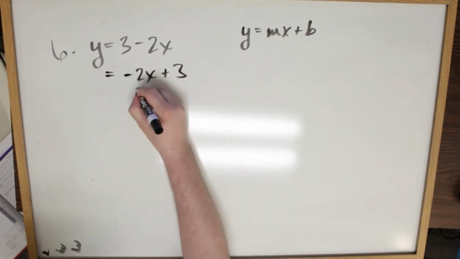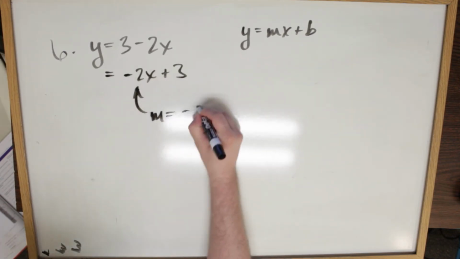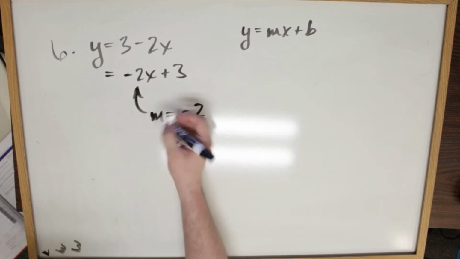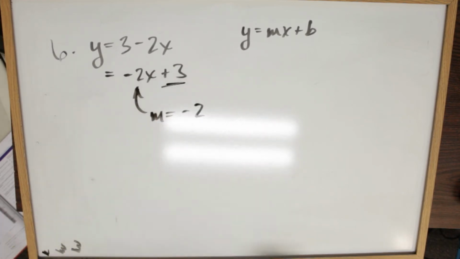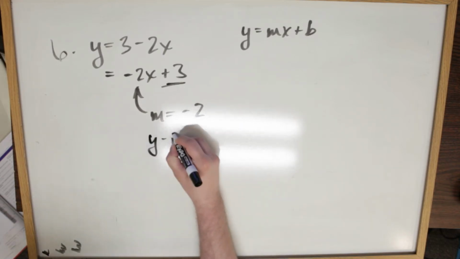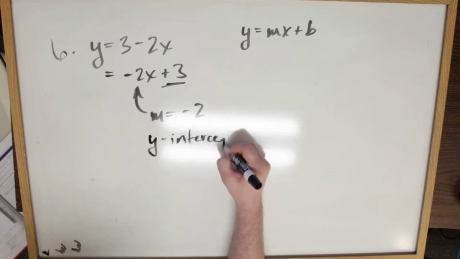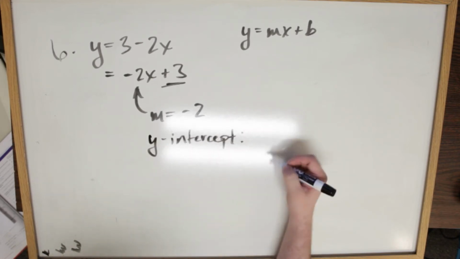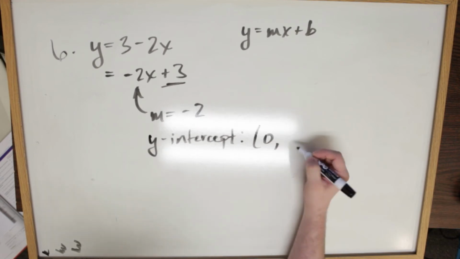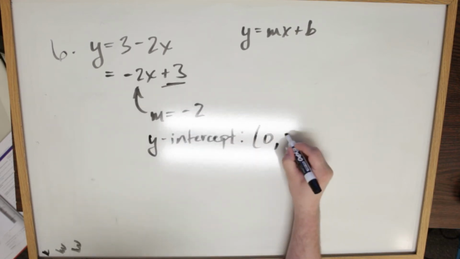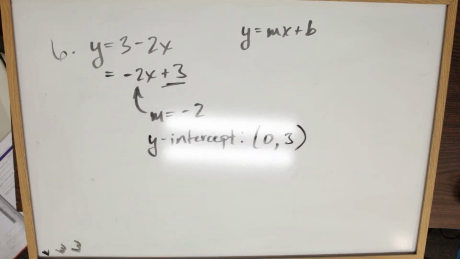So this means that m is equal to minus 2. And the 3 right here is the y value of our y-intercept. Remember, at the y-intercept the x value is 0, and the y value is what that number is, so it's positive 3. So that's our solution. Again, we're just looking for the slope and the y-intercept.